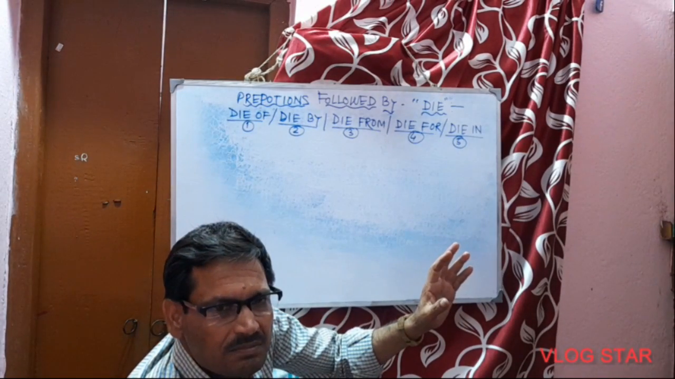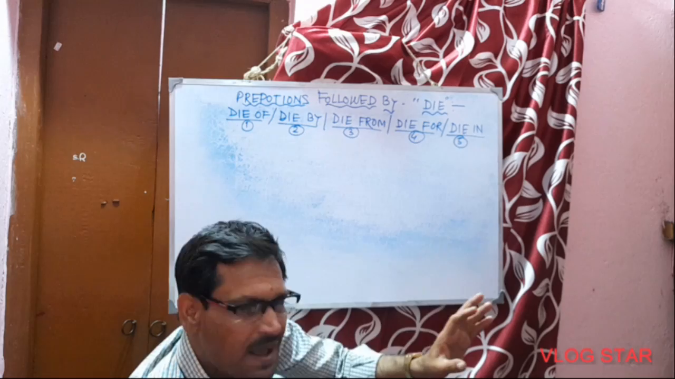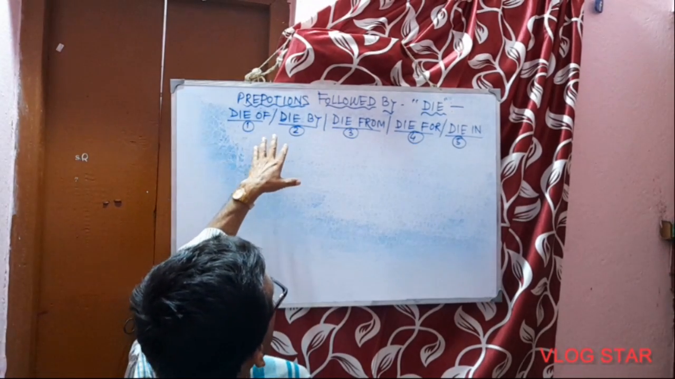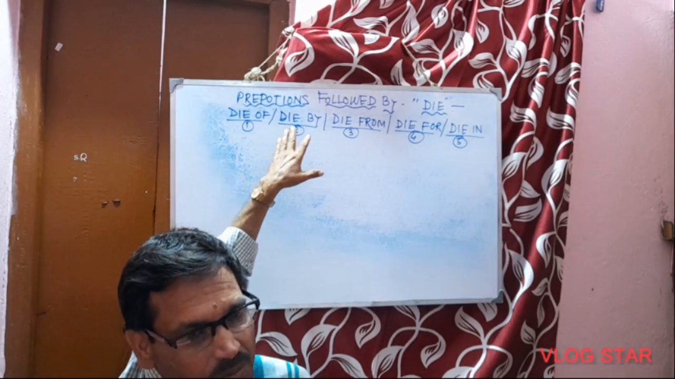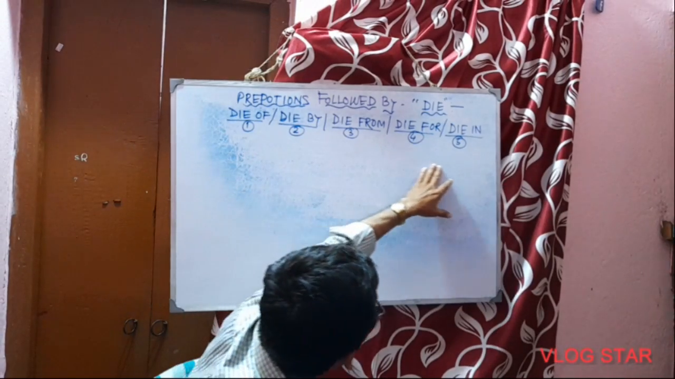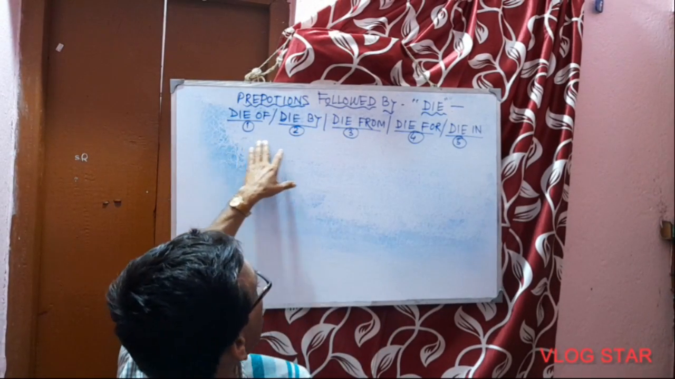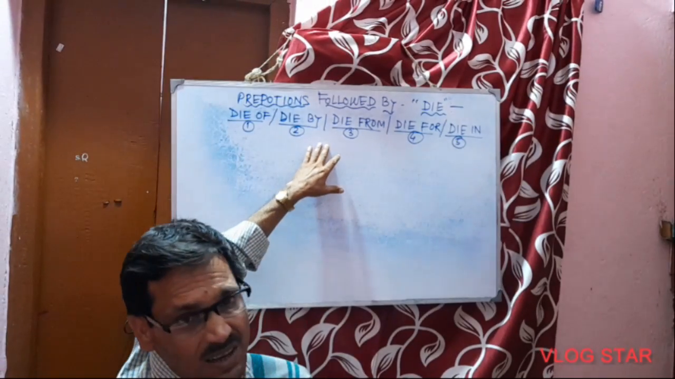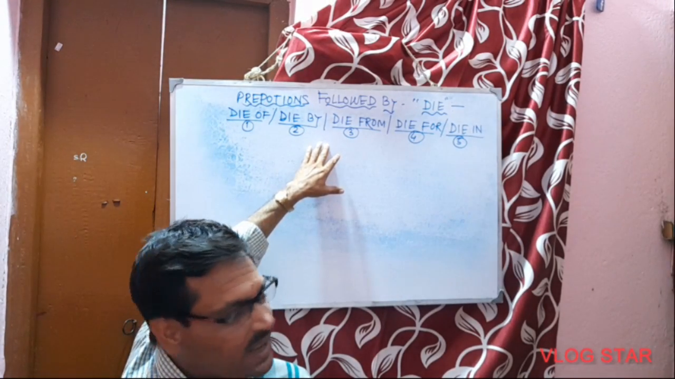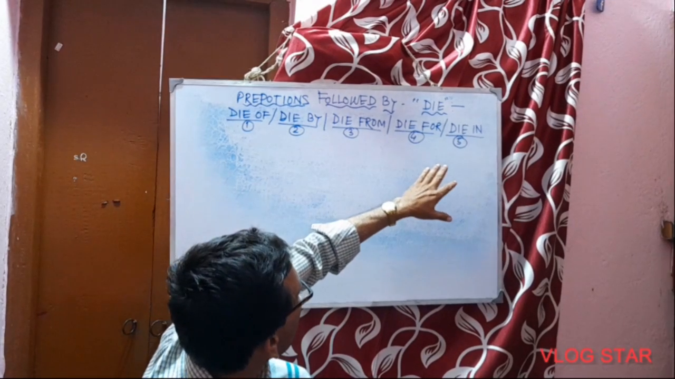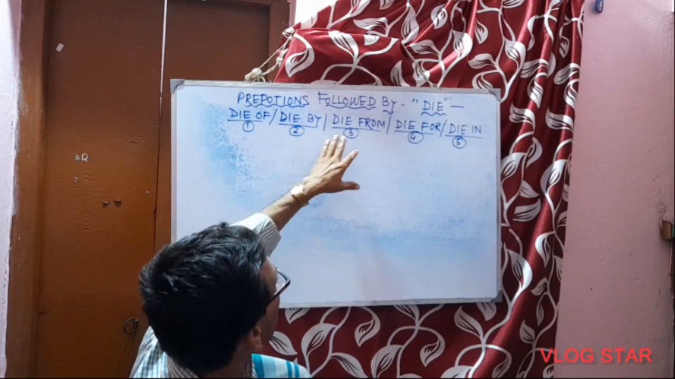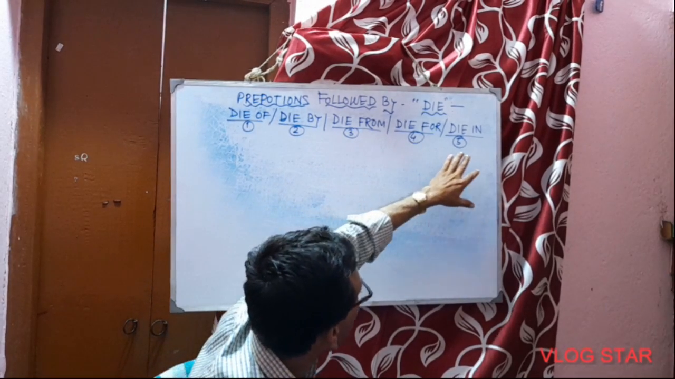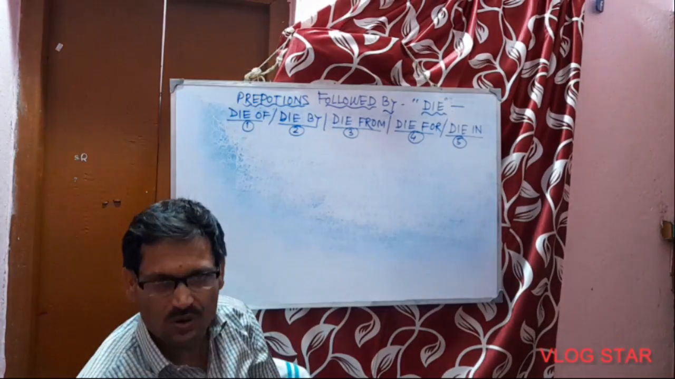90% probability remains, and also the word die has been set to solve the prepositions. You should keep in mind the 5 prepositions to clear-cut your idea and have a concrete idea when we use the different prepositions after the word die: die of, die by, die from, die for, and die in. Now let's go.